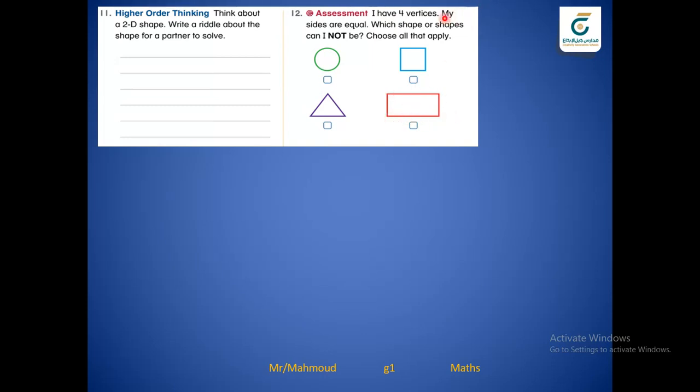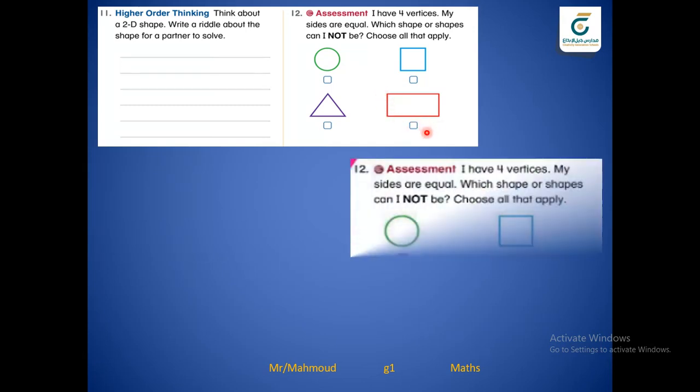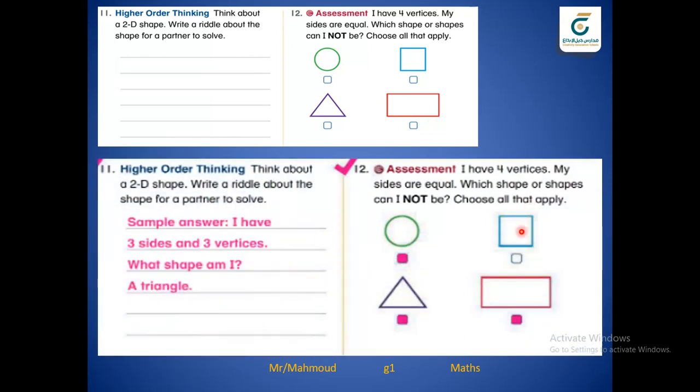But he said here my sides are equal. Are those equal sides? No, rectangle does not have equal sides. Just 2 sides are equal here, and another two sides are equal here, but this side doesn't equal this side. Length doesn't equal width. So I will choose it. So my answer here is square, but he asked me to choose which shapes I can not be.